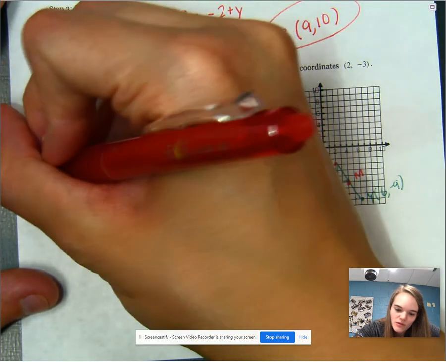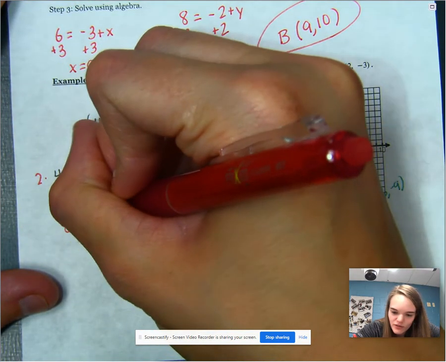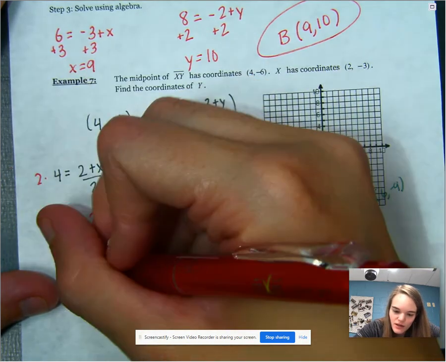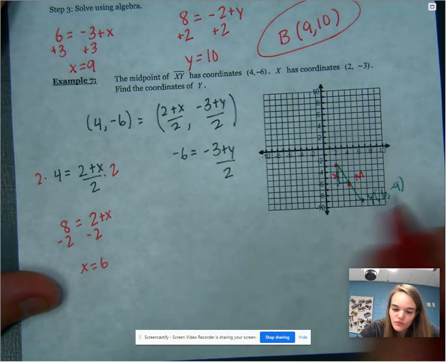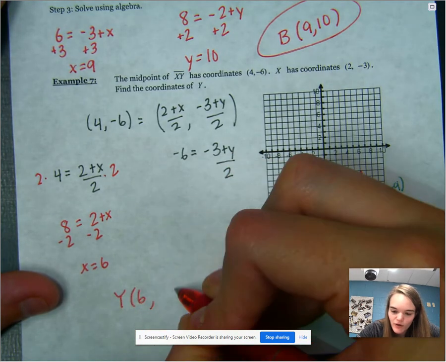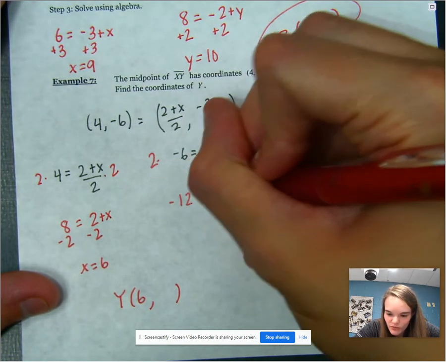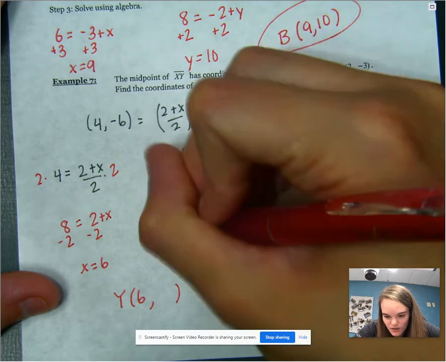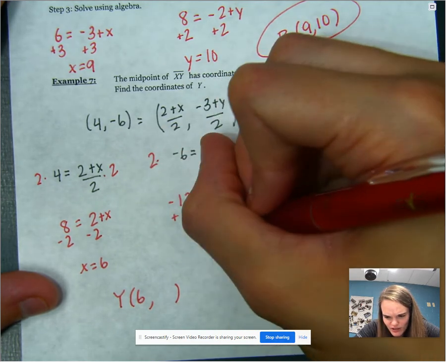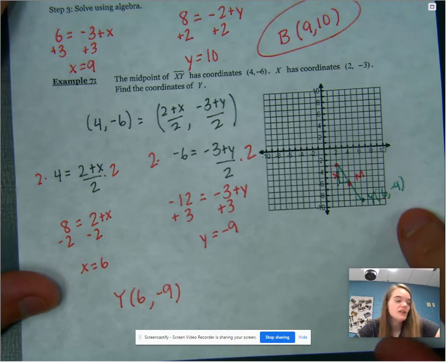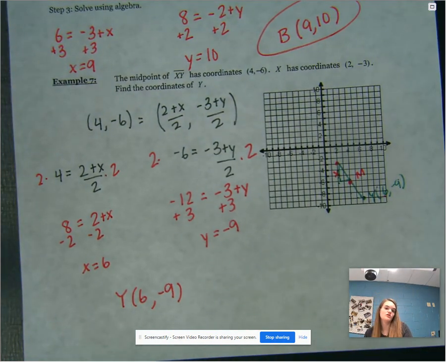Multiply by 2. 8 equals 2 plus x. Subtract 2. X equals 6. Good. So Y, find the other one. Multiply by 2. Negative 12 equals negative 3 plus y. Add 3. And y equals negative 9, which is what we found over here. So you choose the method. I don't care which method you use at all. All right, you are going to work some midpoint problems out. Make sure you put parentheses and commas if the computer does not give them for you, or you're going to miss the problem.